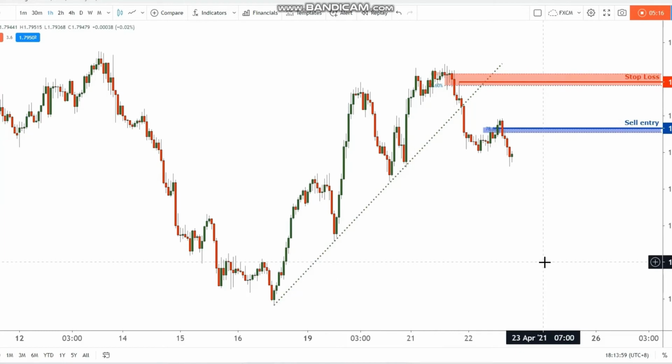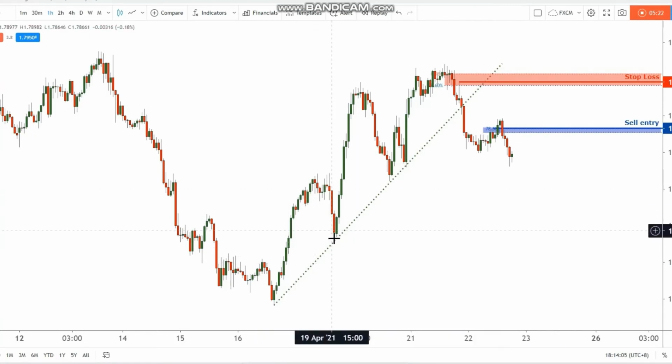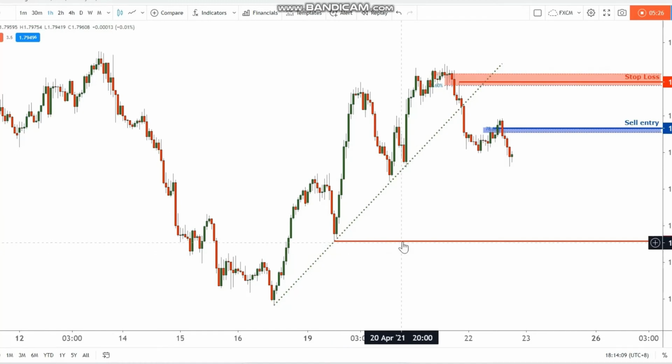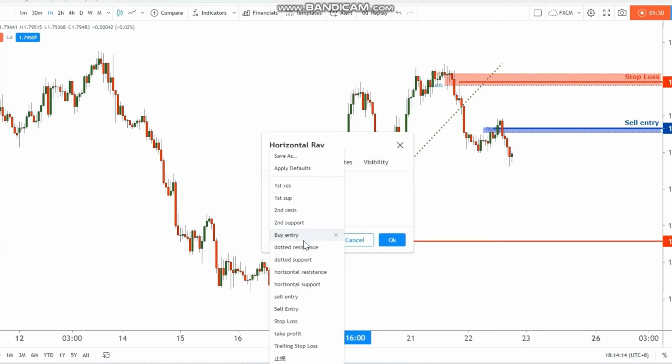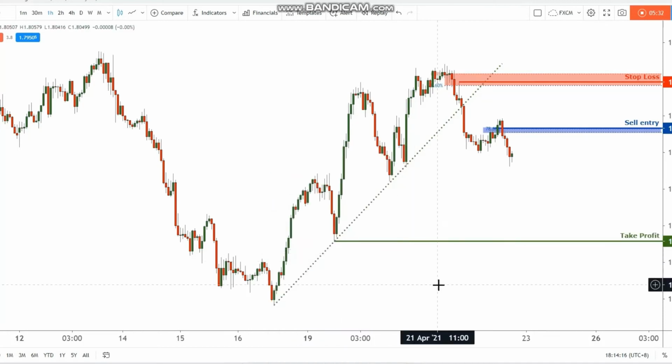Next, I will want to find my take profit level. For take profit level, I will find a graphical level first, which is this Fibonacci swing low support right here. I will just tag it to my horizontal swing low support, and this will be my take profit. After I find my take profit level, last thing I need to do, find a Fibonacci retracement to strengthen this level.